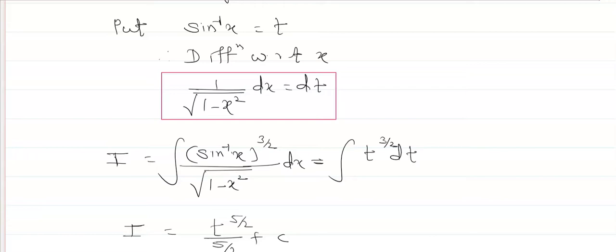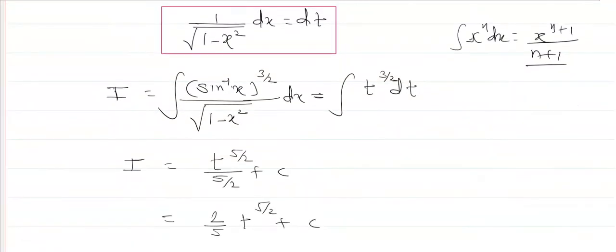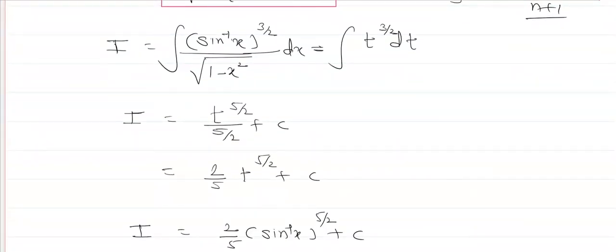Now this is a very simple integral. It is of the type integral x raised to n. What is the integral of x raised to n? The integral of x raised to n into dx is equal to x raised to n plus 1 upon n plus 1, and in this manner we have the answer: t raised to 5/2 upon 5/2 plus c, and then replace the value of t. What is the value of t? The value of t is sine inverse of x. Therefore 2/5 (sine inverse of x) raised to 5/2 plus c.